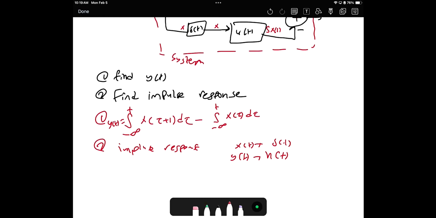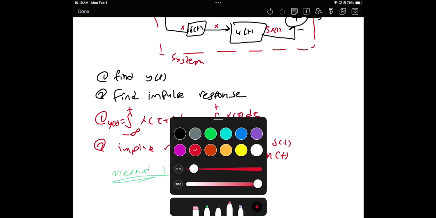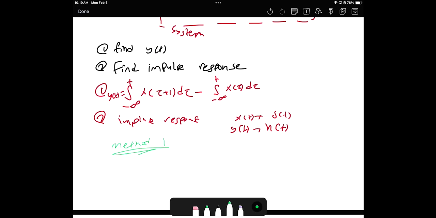So there is method 1. Method 1, by using the output that we get. So we replace y of t by h of t, equal to the integral from negative infinity to t of delta of tau plus 1, d tau, minus the integral from negative infinity to t of delta of tau, d tau. The integral of delta means u of t, so it will be u of t plus 1 minus u of t. That's method 1, by substituting in the expression that we got in number 1.